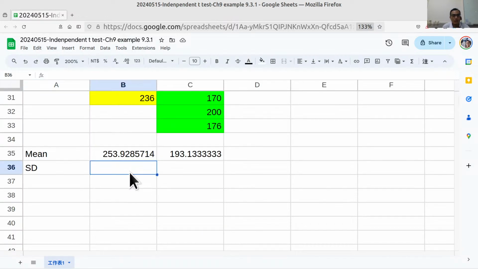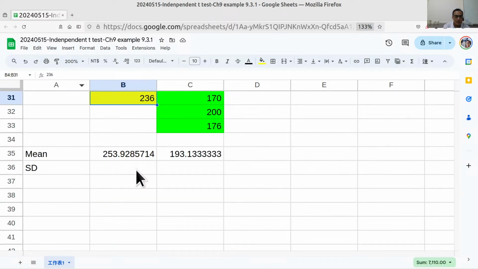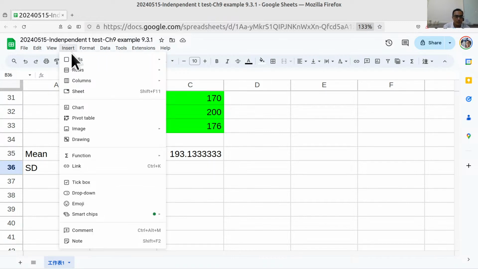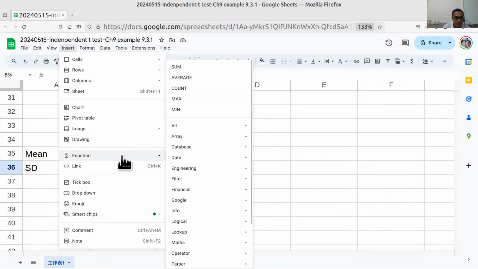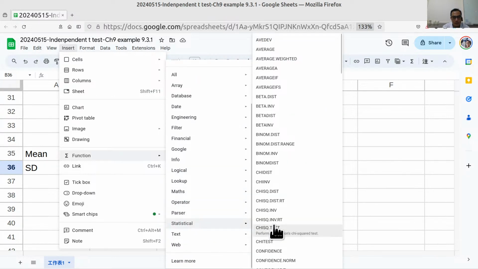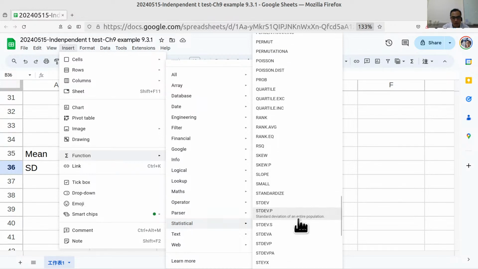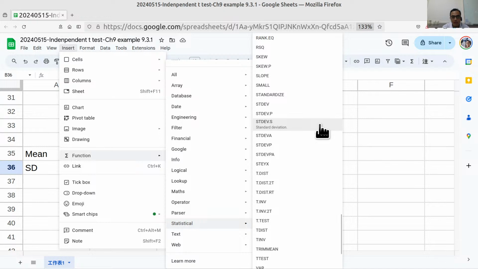Okay, and now I want to know the standard deviation here. I can select the range here, click the cell here and insert. Where's the function? Insert function, go to statistical, standard deviation, STDEV here. Standard deviation S is for samples.